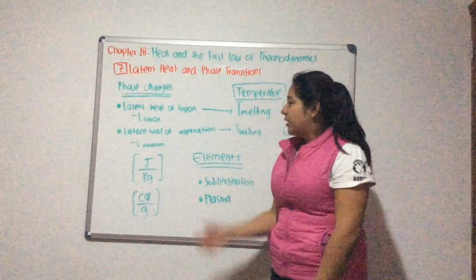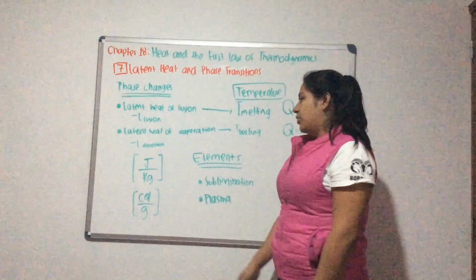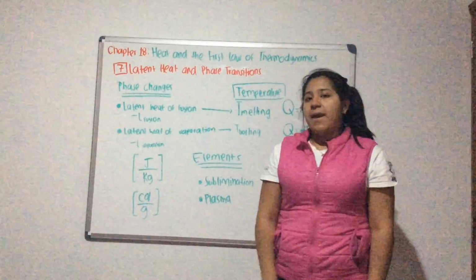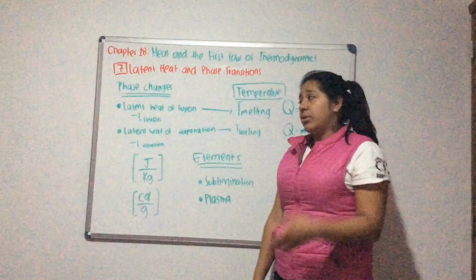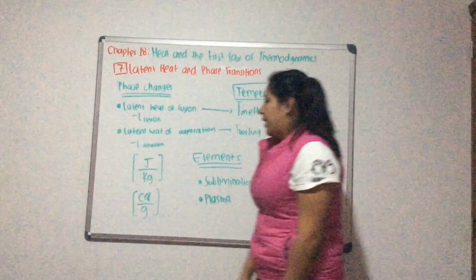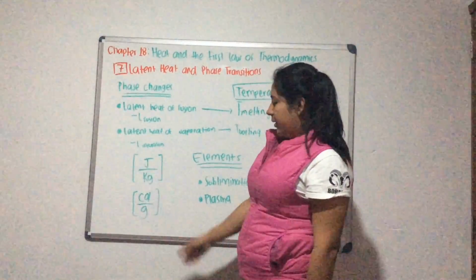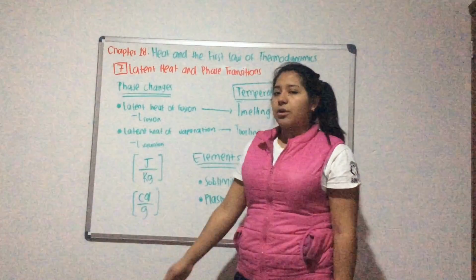The units of the latent heat are joules per kilogram, and calories are also commonly used, so its units are calories over grams.